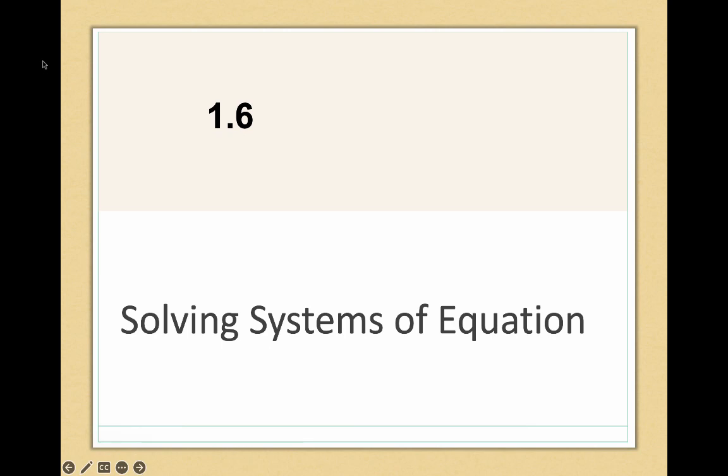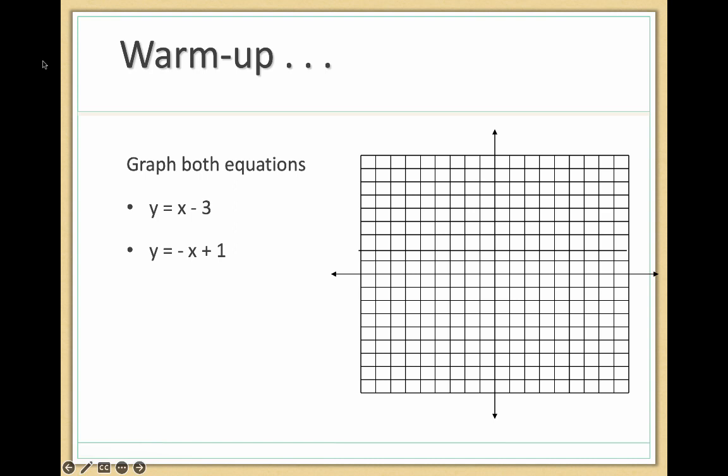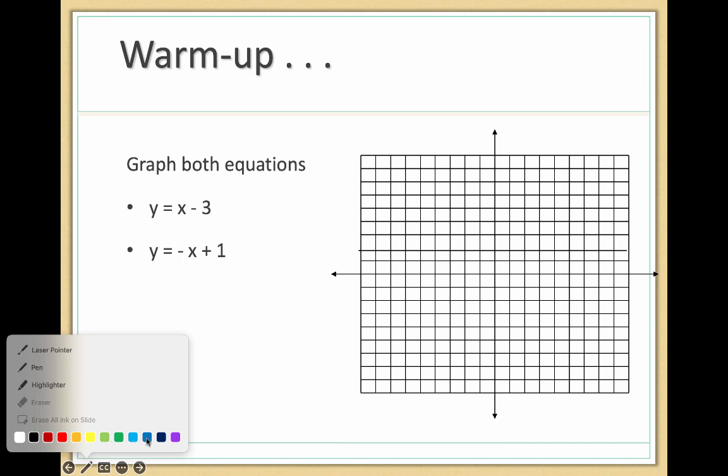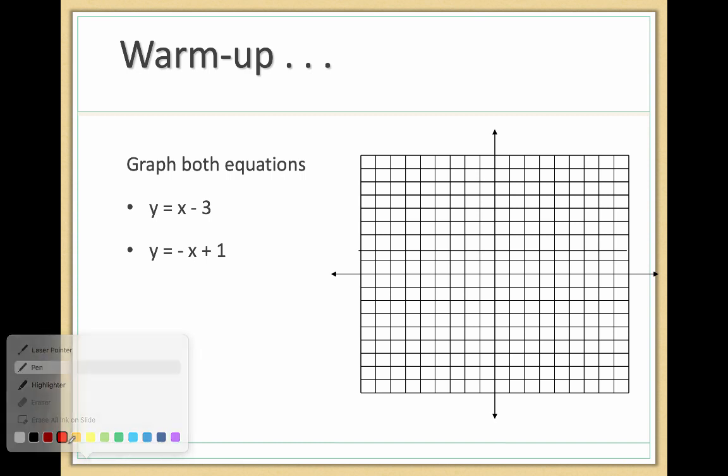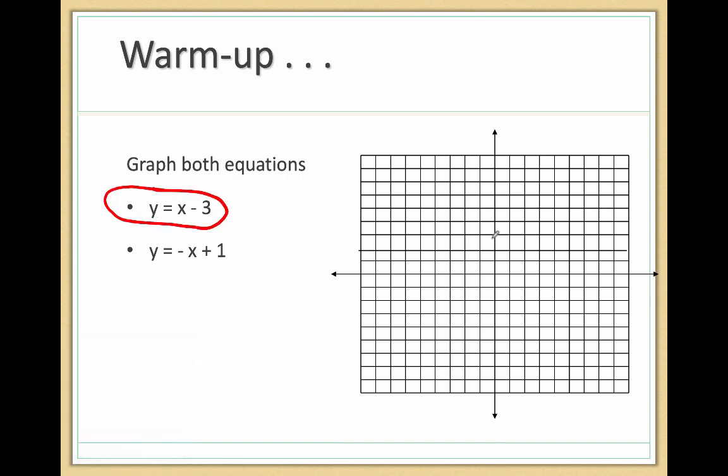Okay, lesson 1.6, solving systems of equations. So we've got two equations here, and this is a warm-up question, but it's basically what we're going to be doing here today. So I'm going to graph this one. It has a y-intercept of -3 and a slope of 1. So I apply my slope of 1 on my y-intercept of -3, and I am ready to graph. And I try to draw a straight line the best I can, and there we go.